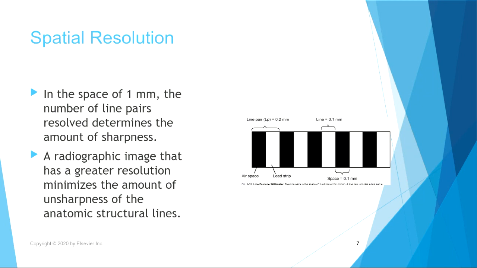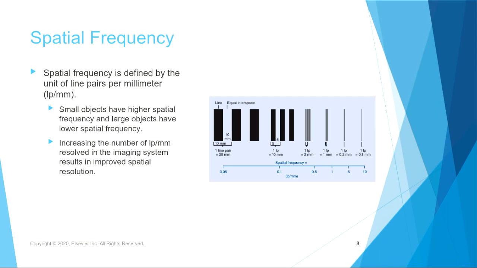Now, they said that we need to be aware of spatial frequency. So spatial frequency is defined by the unit of line pairs per millimeter, which we just spoke about as well. And this is where we measure resolution. All right, and like I said before, smaller objects have higher spatial frequency, and larger objects have lower spatial frequency. So it's more difficult to image smaller objects, because they have high spatial frequency.